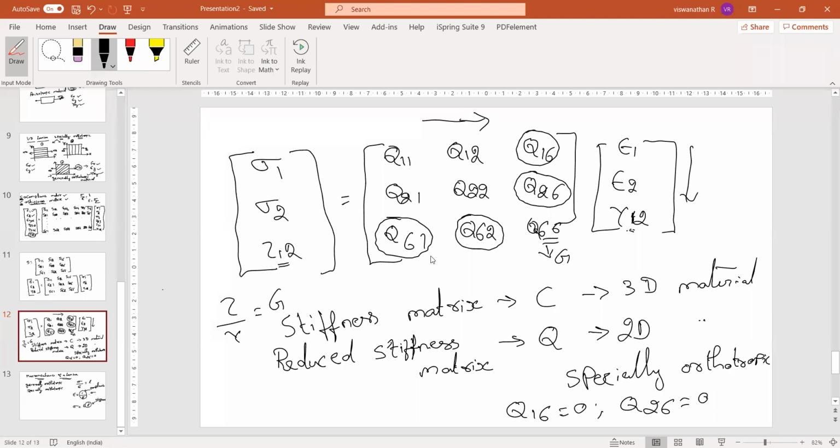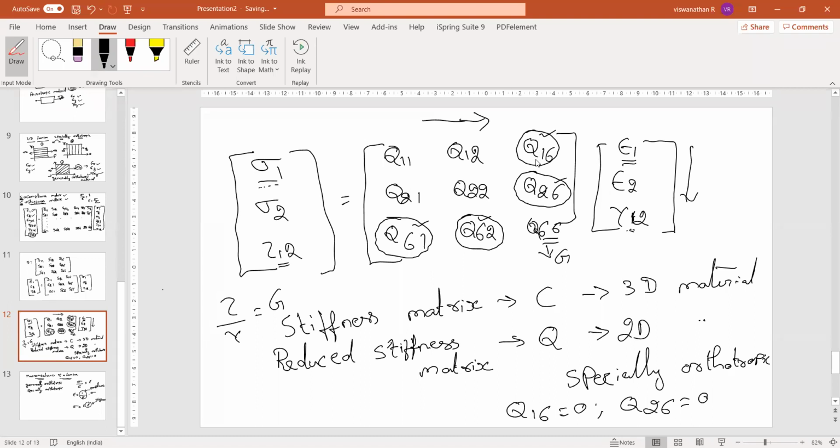Now, what is the difference between generally orthotropic and specially orthotropic in terms of the stiffness matrix? This term and this one will be equal to 0 if it's a specially orthotropic material. Another way of saying it: if you are applying an extensional stress, you will get only extensional strain.